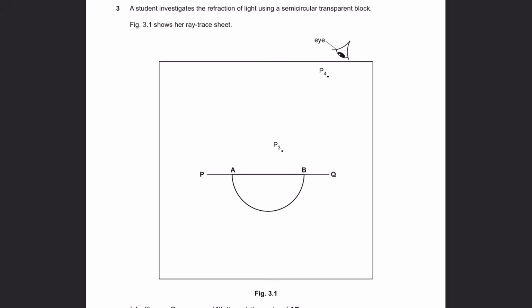Question 3. A student investigates the refraction of light using a semicircular transparent block. Figure 3.1 shows a ray trace sheet. Let's understand this setup before answering the question.